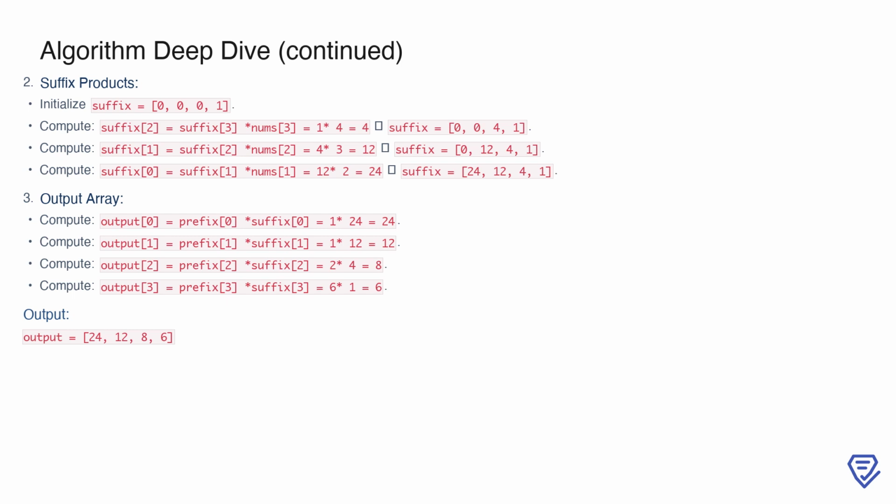For index 0, the output is 24, for index 1, it's 12, for index 2, it's 8, and for index 3, it's 6. This gives us the final output array, 24, 12, 8, 6, which is the desired result. This example demonstrates how the algorithm efficiently combines prefix and suffix products to compute the output in linear time.